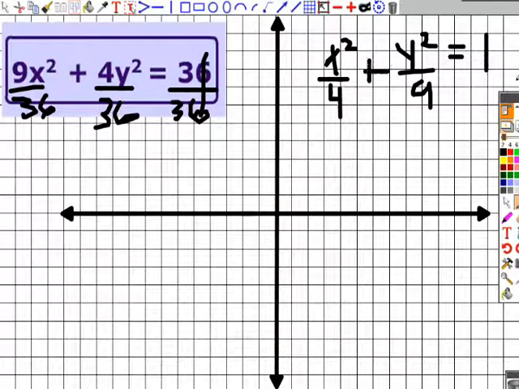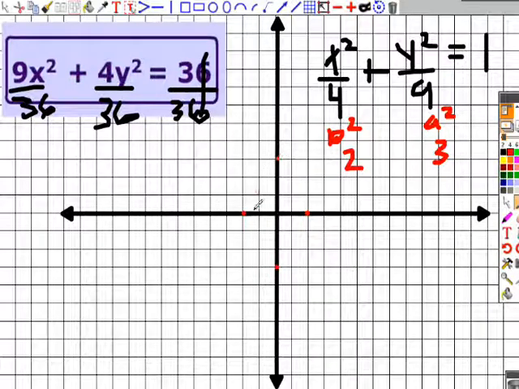Okay. So in this case, which one is a squared? This is a squared, the bigger one. B squared would be this one. So a is 3. That means b is 2. And plot those. So a, we're plotting on the y-axis, right? So we're going to go to 0, 3, 0, negative 3. And then b, we're plotting on the x-axis. So 2, 0, negative 2, 0.